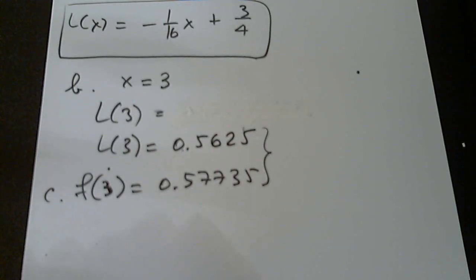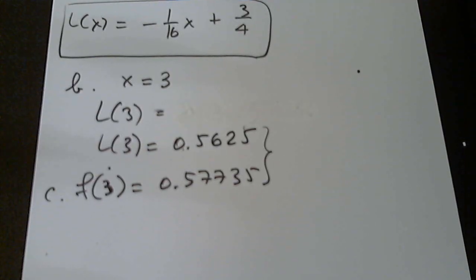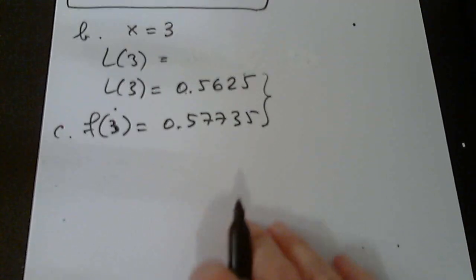Okay. And now probably they're going to ask us to determine the difference. What is the difference between the approximation and the actual value? Okay, fine. So the approximation was this. So I'm going to subtract from it 1 over the square root of 3. And the difference is, so that's part D.